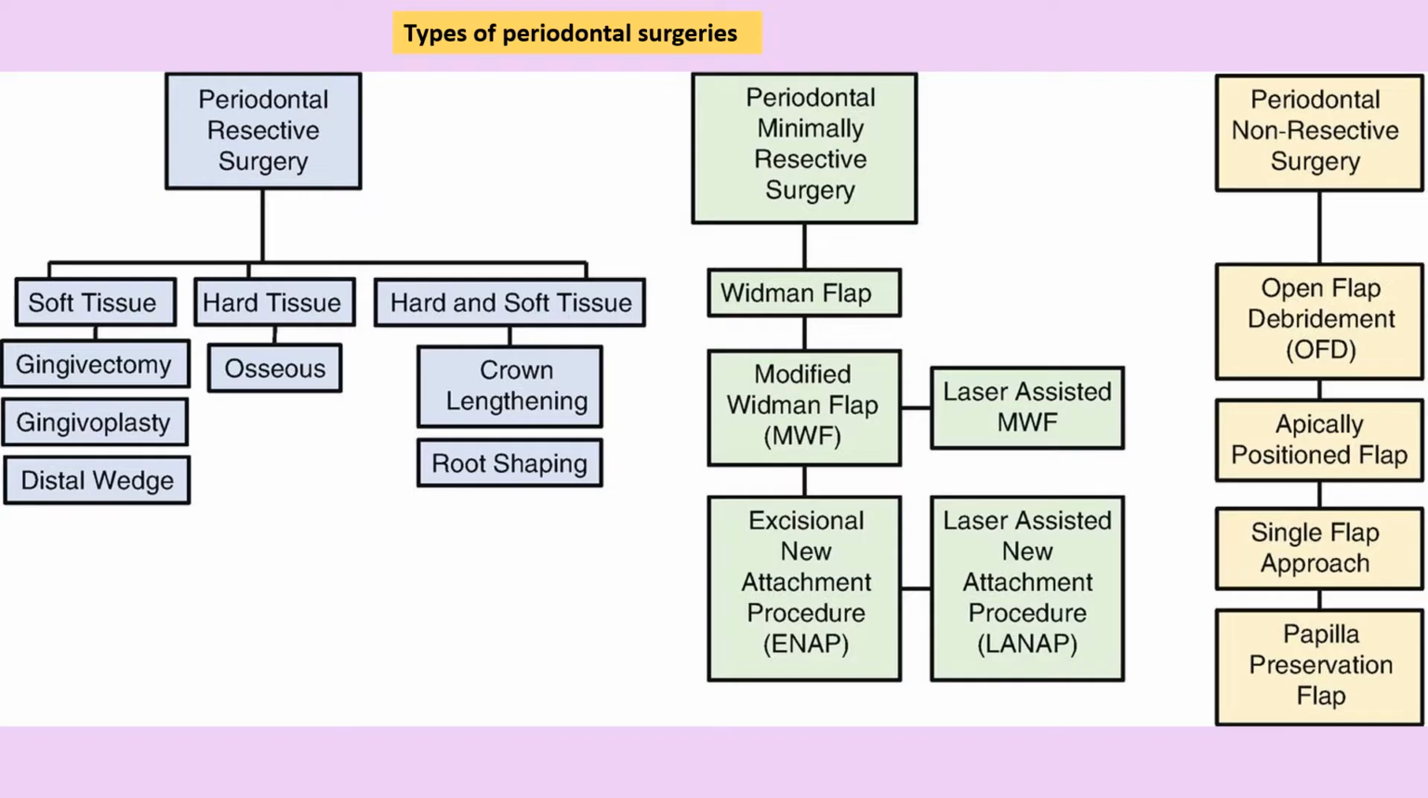Now we can divide the perio surgeries into periodontal resective surgeries, minimal resective, and the non-resective. For resective surgeries, we have hard tissue, the osseous surgery like osteoplasty, ostectomy, crown lengthening, and root shaping for the hard and the soft tissue. For the soft tissue only, we have the gingivectomy, gingivoplasty, and distal wedge procedure. In periodontal minimal resective surgeries, we have open flap debridement or Widman flap, modified Widman flap, laser assisted MWF, ENAP procedure, or the LANAP procedure. And for the periodontal non-resective surgeries, we have open flap debridement, apically positioned flap, single flap approach, or papilla preservation flap.